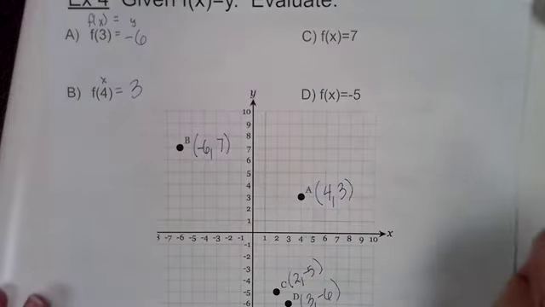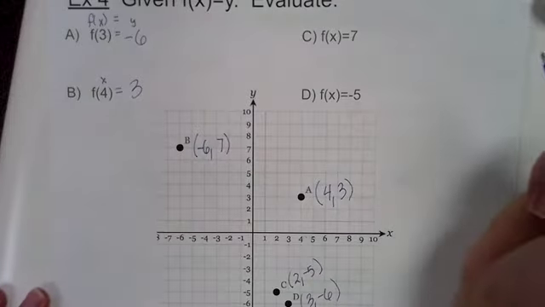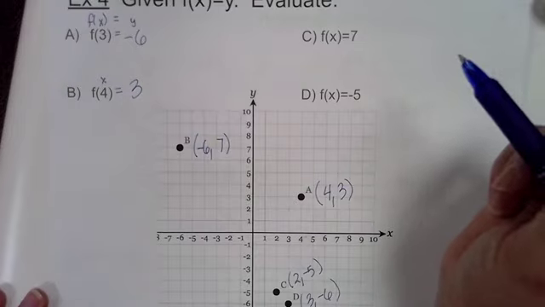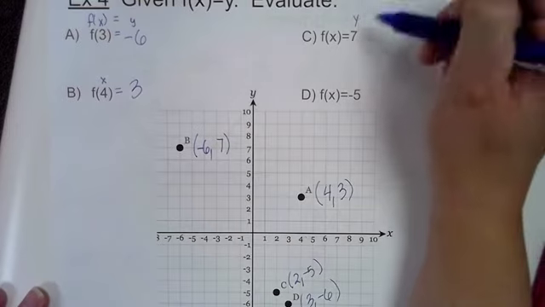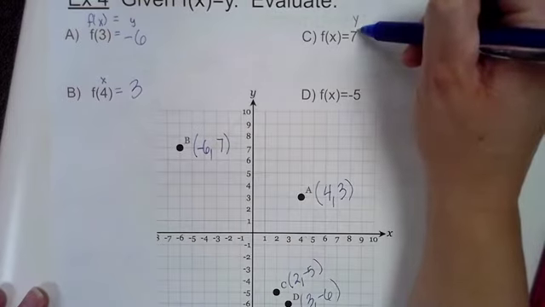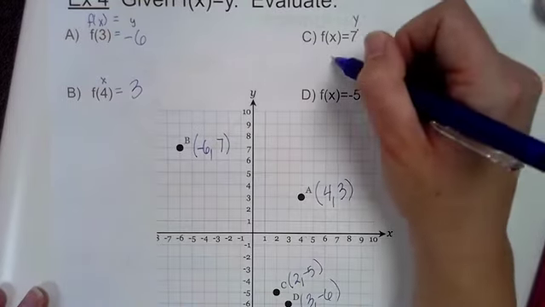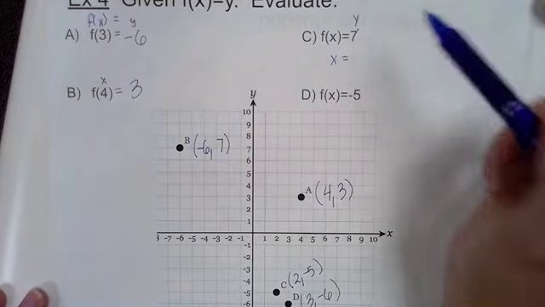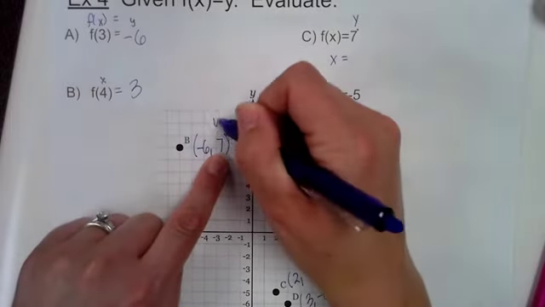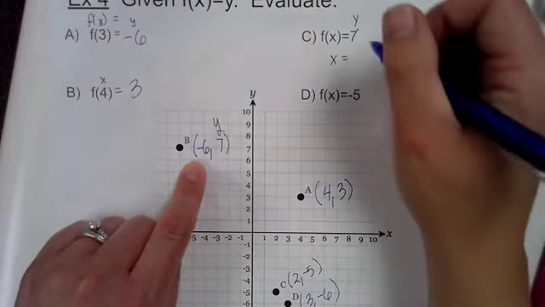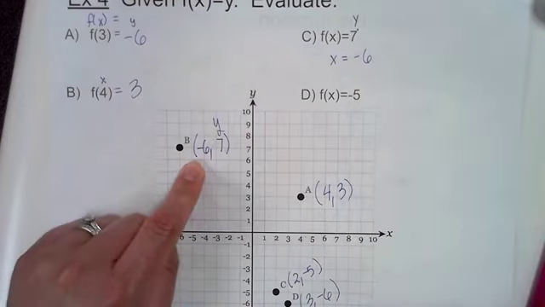All right. C is a little different. What information are they telling us for letter C here? They're telling us the y value is 7. So what do they want to know? What's the x value? All right, so what x value gives us a y value of 7? Negative 6. There it is. There's our y value of 7. And that would be when x is negative 6.